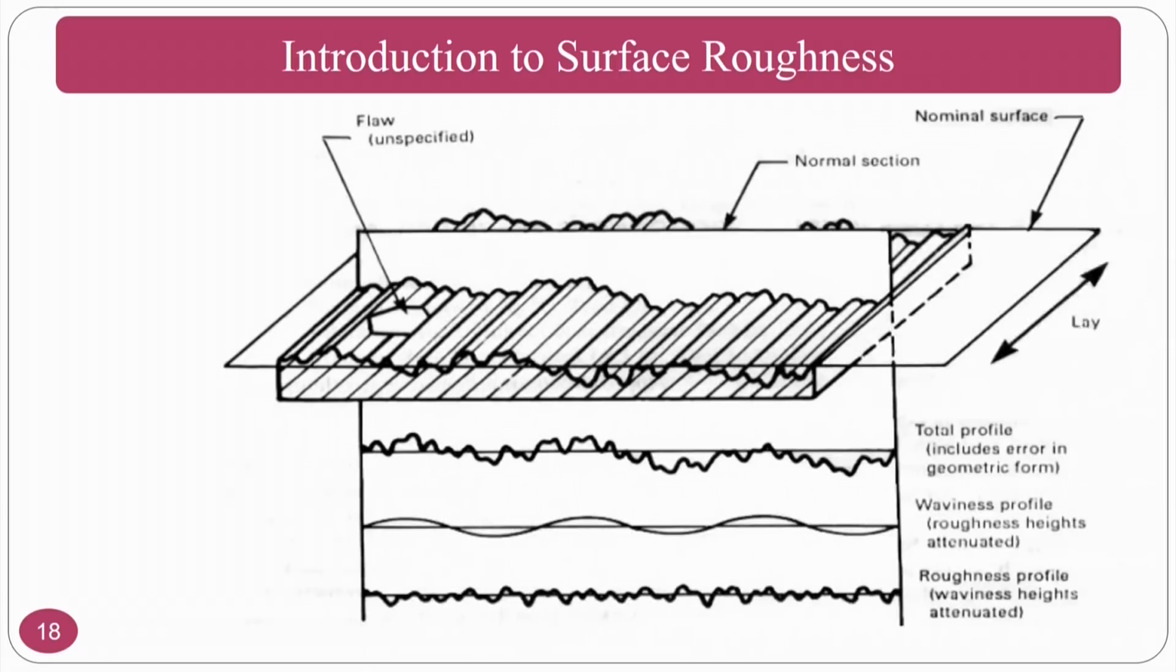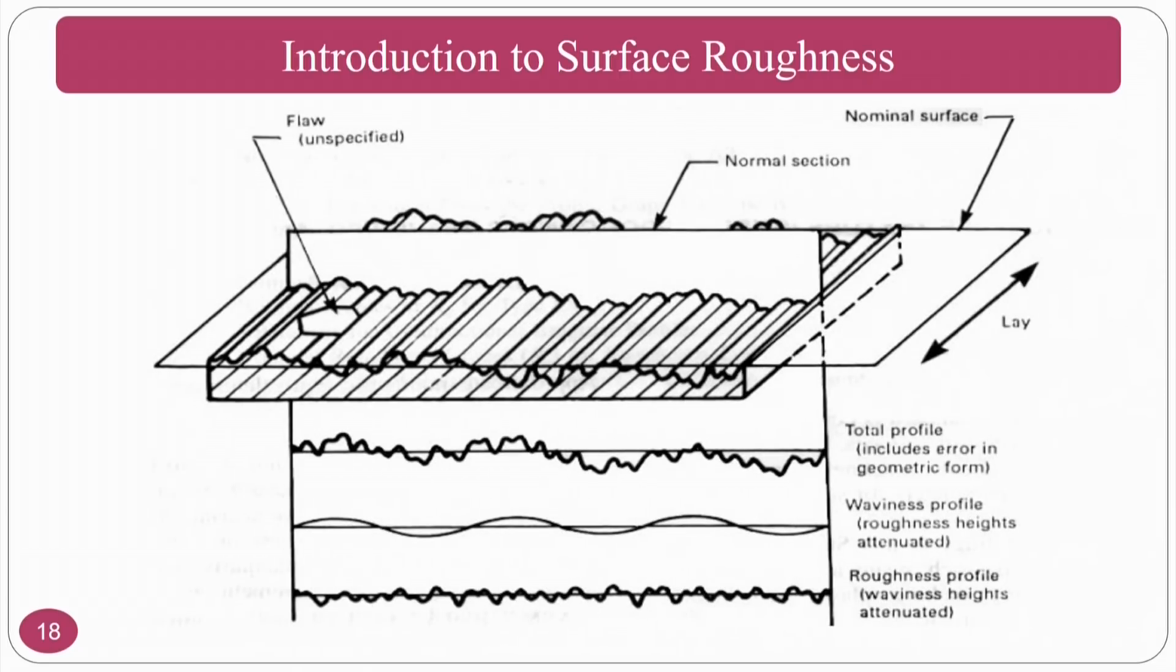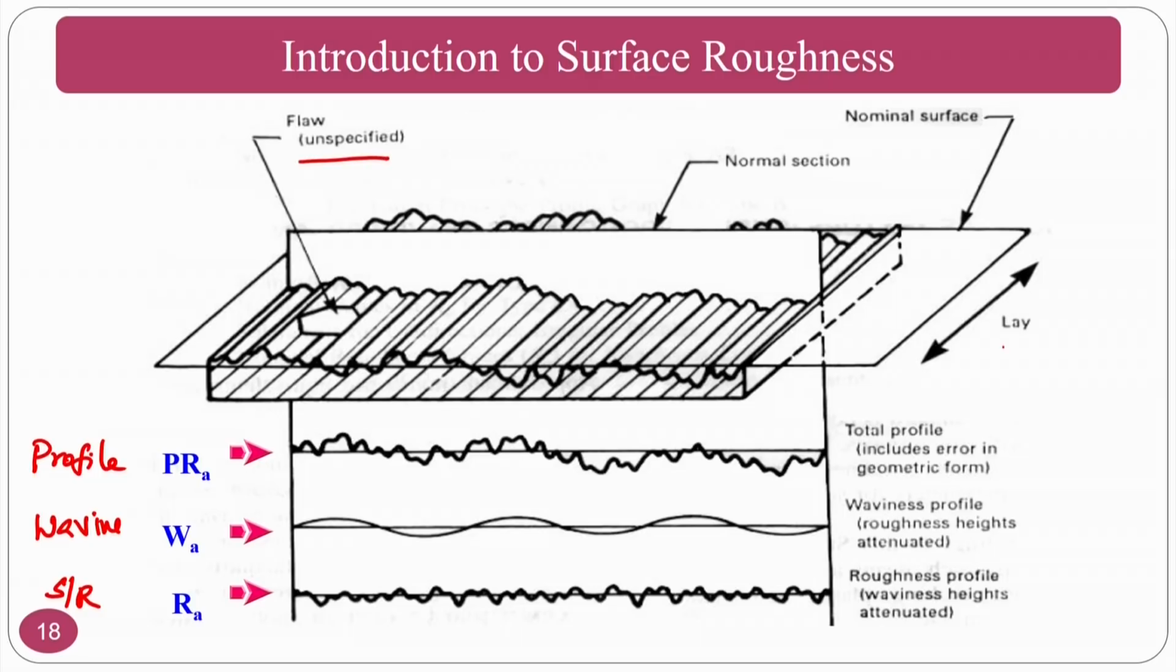So, introduction to surface roughness. If we have a 3D surface, there are three things: profile roughness, waviness, and roughness, that is surface roughness. For a particular surface there are some other things that will come later, which is lay, and what is meant by flaw. What do you mean by lay, what is meant by flaw, these things will come later.